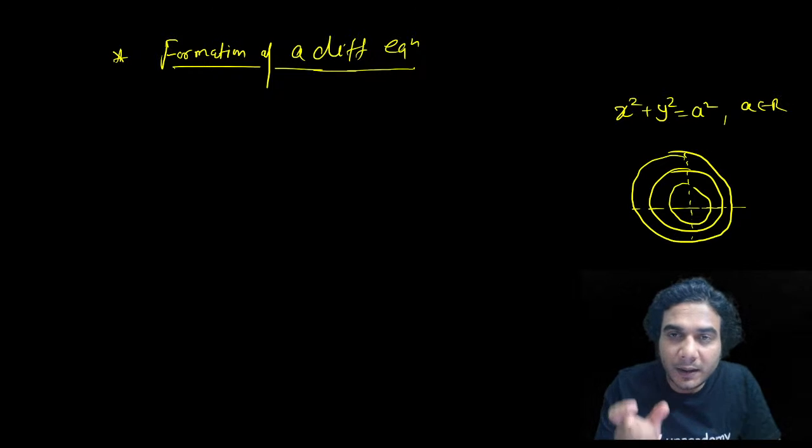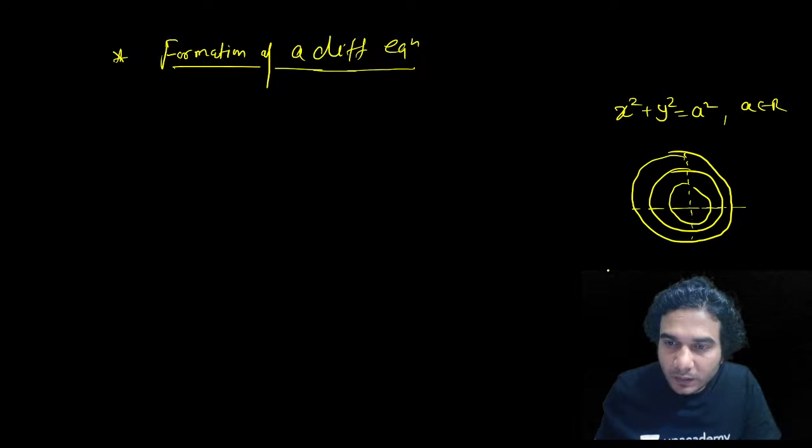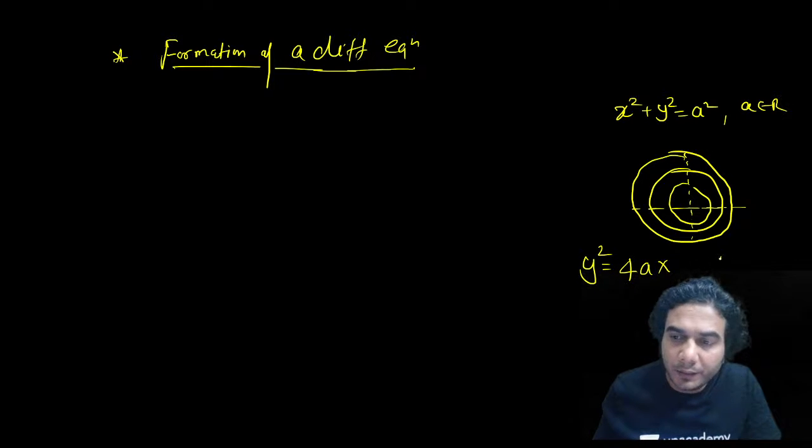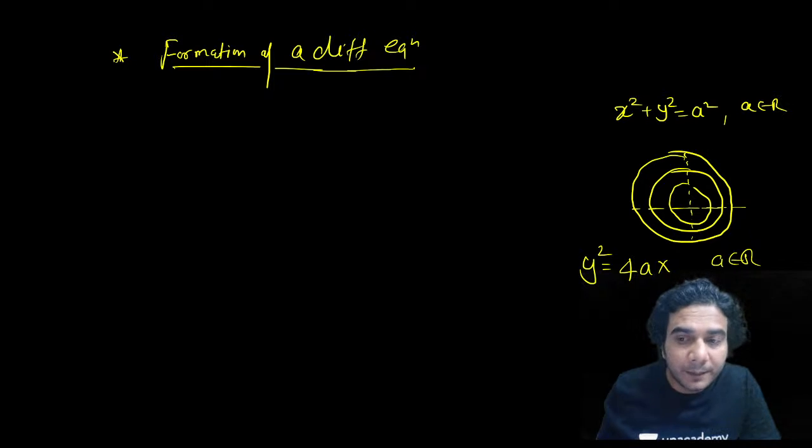So whenever in any equation you have a parameter, it becomes a family of curves. Like you write y square is equal to 4ax, and a is a parameter. This is a family of parabolas.